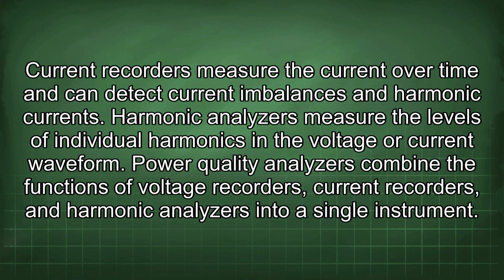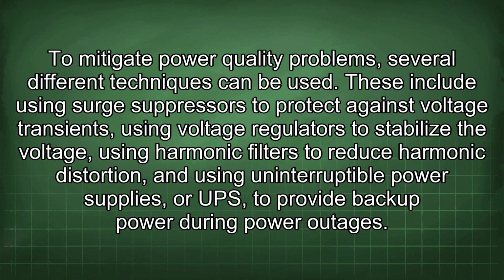Harmonic analyzers measure the levels of individual harmonics in the voltage or current waveform. Power quality analyzers combine the functions of voltage recorders, current recorders, and harmonic analyzers into a single instrument. To mitigate power quality problems, several different techniques can be used. These include using surge suppressors to protect against voltage transients, using voltage regulators to stabilize the voltage, using harmonic filters to reduce harmonic distortion, and using uninterruptible power supplies, or UPS, to provide backup power during power outages.